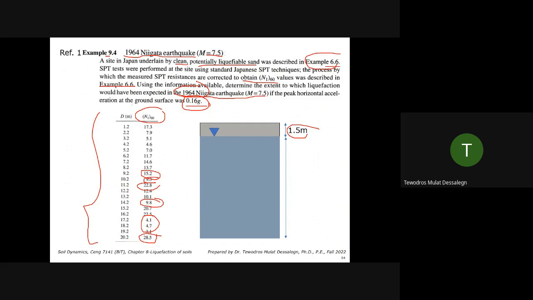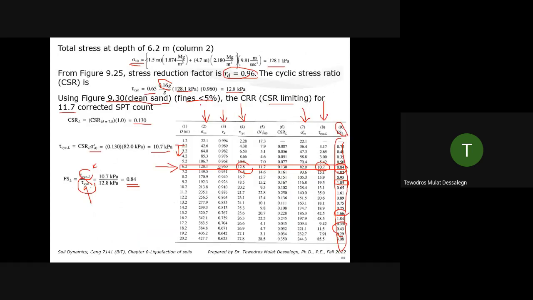This is in the old days. So we learn from history. So even a simple hand calculation with field data, you can get a good, reasonable value of whether the soil liquefies or not.